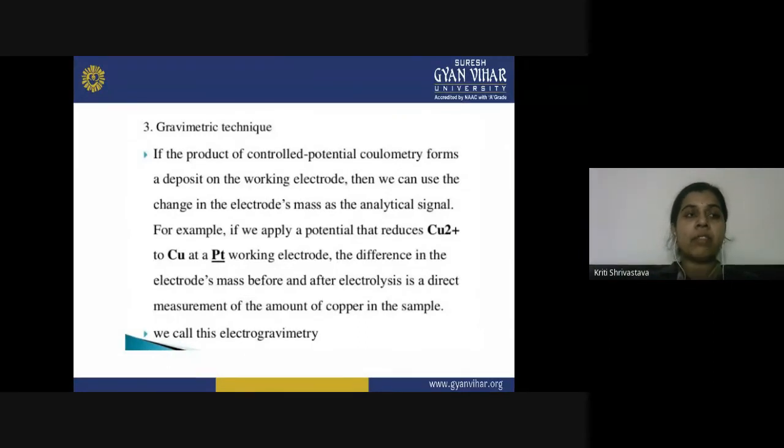How can we do that? If we are performing the complete electrolysis of the analyte, and after the electrolysis all the analyte is deposited on the electrode, what I can do is find out the weight of the electrode before the electrolysis and after the electrolysis, and then I will get the weight of the deposition. That weight of the deposition is entirely due to my analyte, so I can get the concentration of the analyte by this indirect method. The difference in the electrode mass before and after the electrolysis is a direct measurement of the amount of copper in the sample.